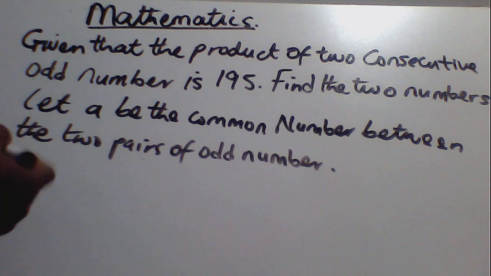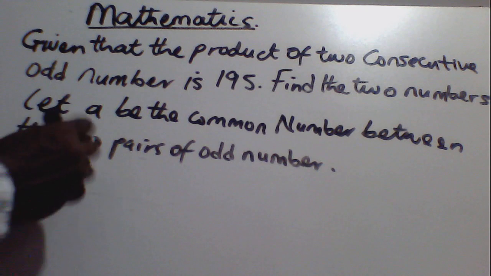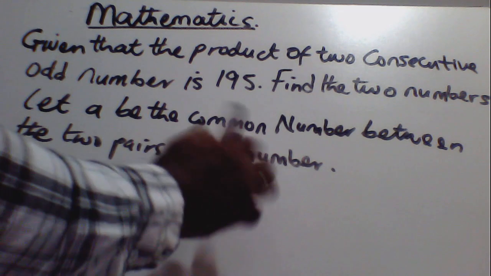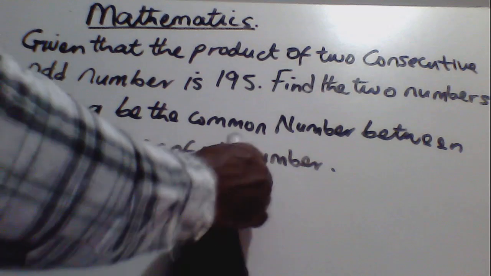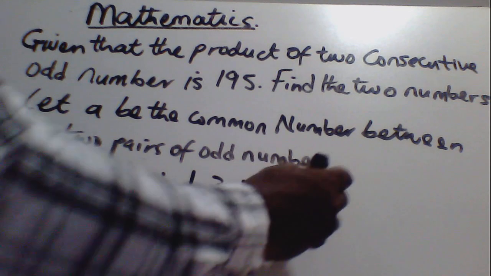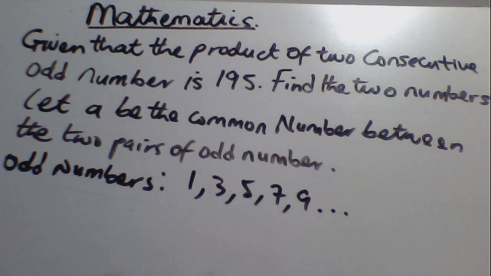So we know that odd numbers, from our knowledge of mathematics, include 1, 2 is not an odd number, 2 is an even number, 3, 5, 7, 9, and so on. So these are odd numbers.